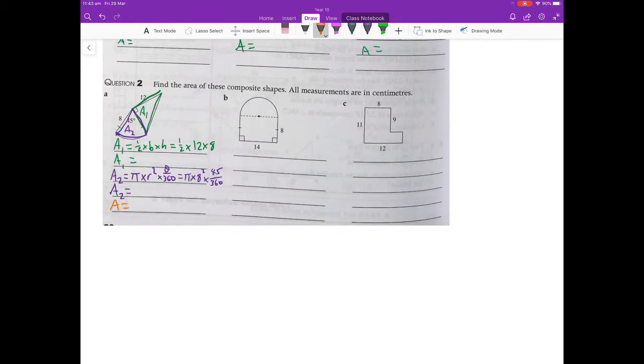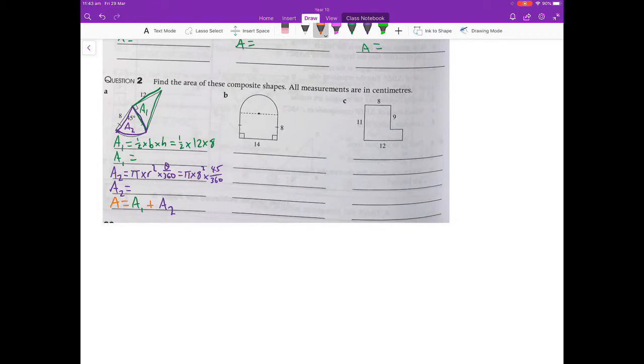The final part for this one is to add your two areas together. We've got the area of the triangle, we've got the area of the sector. Put them together, what do you get? The area of the composite shape. Congratulations, look at you guys doing all your maths and stuff. Isn't that beautiful? Next shape over.